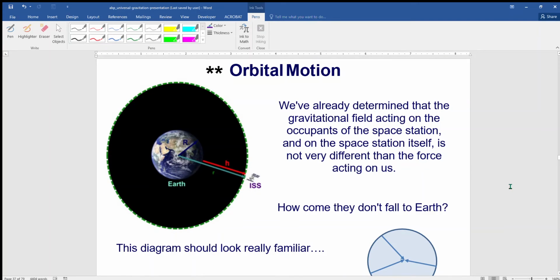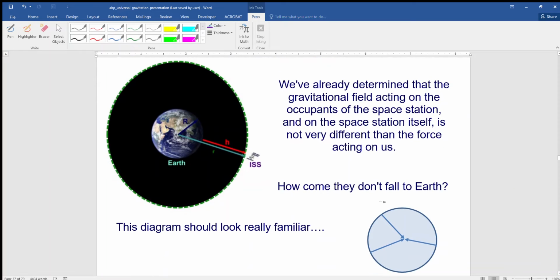We have already determined that the gravitational field acting on the occupants of the space station and on the space station itself is not very different than the force acting on us. 8.8 versus 9.82. It would not have been that much of a difference. But that 8.8 is still pretty significant when it comes to gravitational pull. So with an 8.8 gravitational field acting on you, why doesn't it fall to Earth?